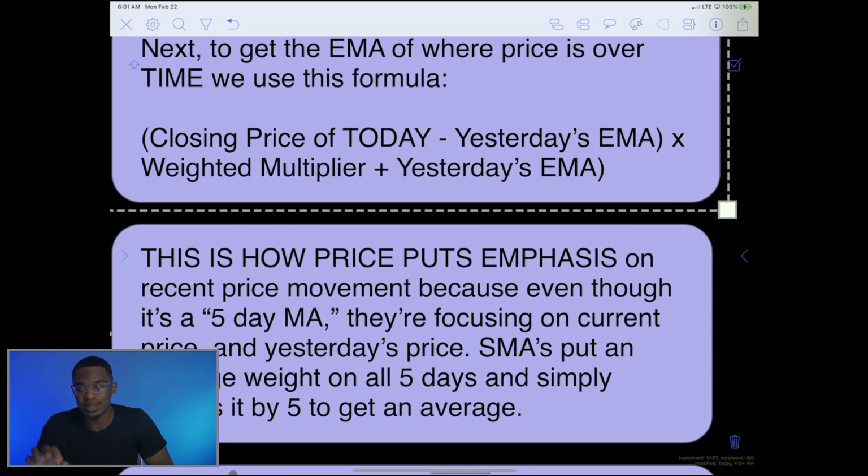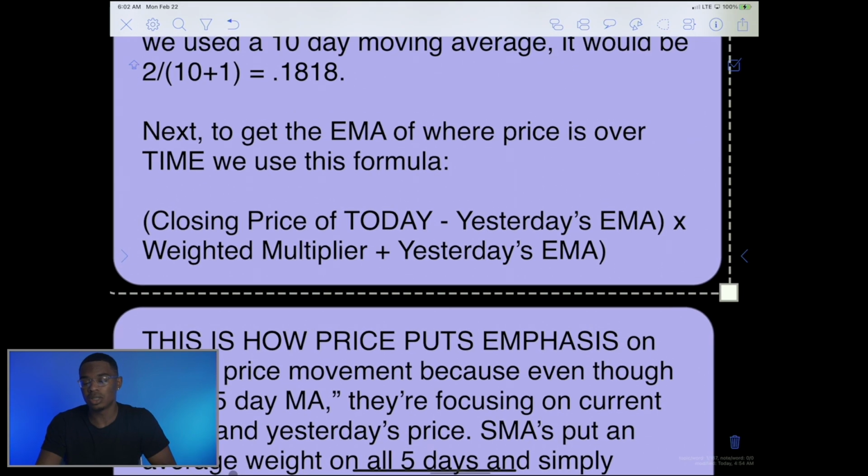So to get the EMA of where price is over time, we use this formula. The closing price of today, let's say the closing price of the stock market was like 15, or the closing price of AUD USD was like 0.74000, right? The closing price of today minus yesterday's EMA. So if yesterday's EMA was for the stock market like 16, 15, 70, 60, whatever it may be, or for AUD USD 0.73500, 0.73800, whatever it may be, yesterday's EMA times the weighted multiplier plus yesterday's EMA.